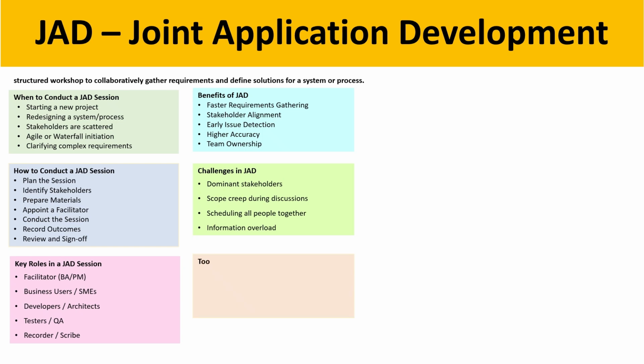Also, sometimes people may drift from your JAD agenda while having a collaborative discussion. People may start talking about future enhancements or something extra. So you need to make sure that the scope does not creep during the discussion, and all participants stick to the agenda.